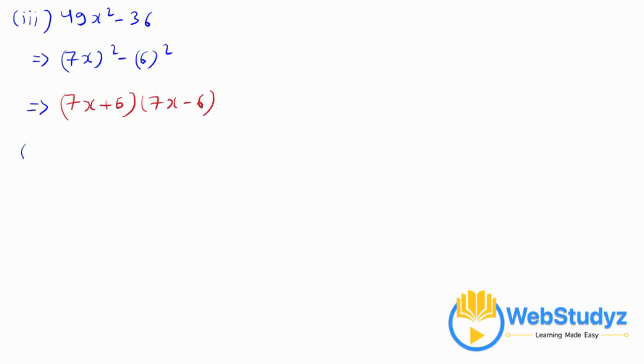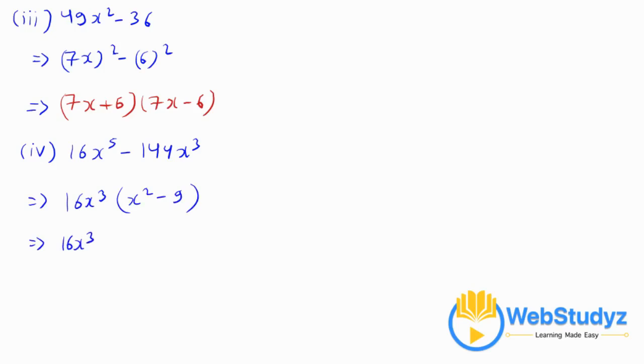Now move on to the fourth one, that is 16x to the power 5 minus 144x cube. Now we can take 16x cube common. Inside we get x square minus 9. We can write this as 16x cube, inside we can write this as x square minus 3 square. So this will again make the identity of a square minus b square. So we can write this as 16x cube into x plus 3 into x minus 3.